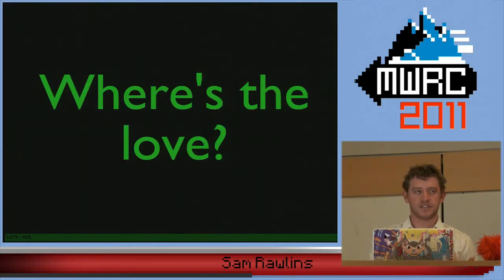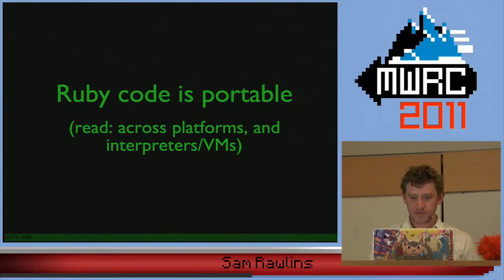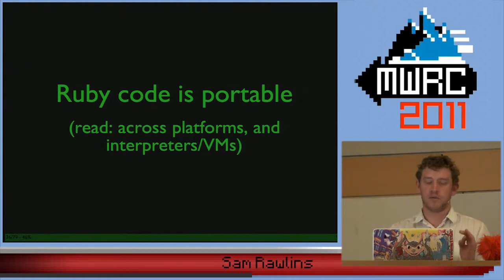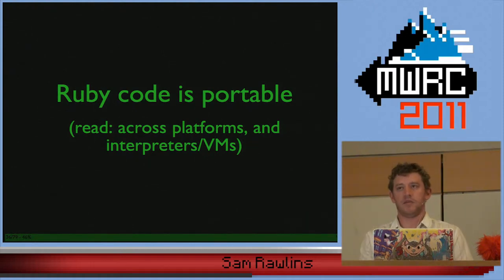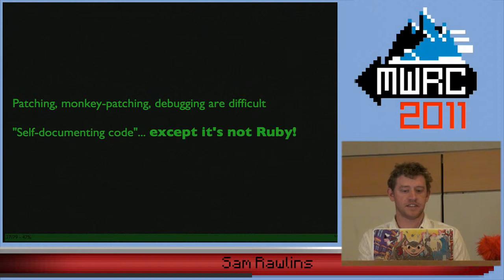So where's the love for C extensions? We're going to look at a lot of recent criticisms of C extensions in recent years. One, and this is kind of a big one, is that Ruby code is portable. And by portable, we're going to read that as across platforms and across interpreters or VMs. Some other criticisms include how difficult it is to patch, monkey patch, or debug a C extension. And then self-documented code does not exist if you're writing a C extension. A Rubyist should not have to read your undocumented C code in order to figure out what it does.